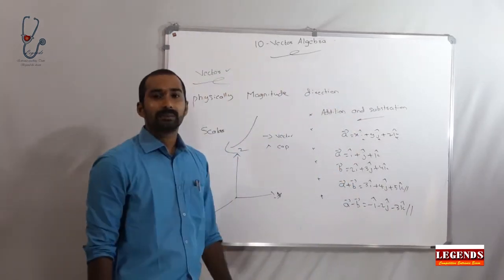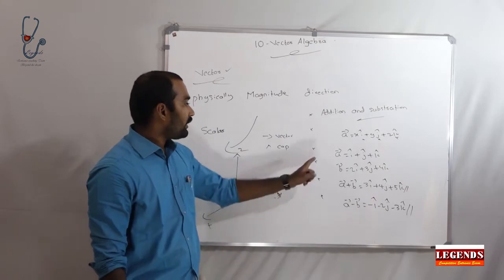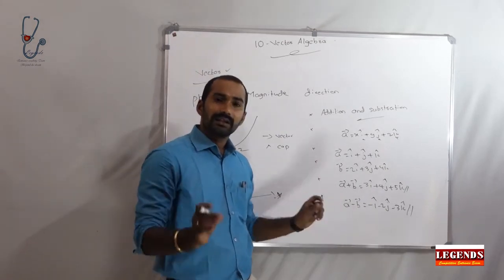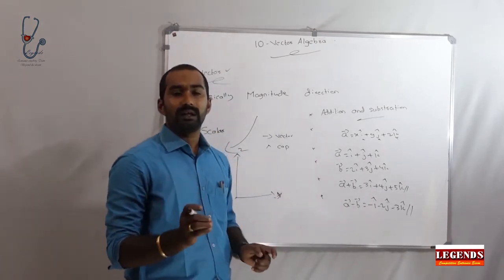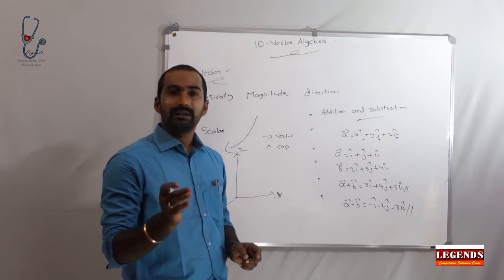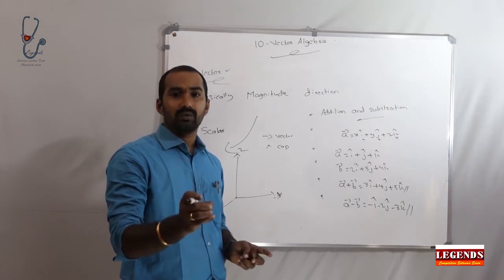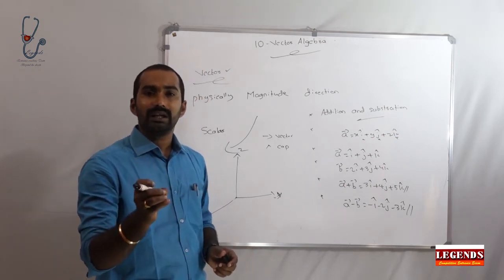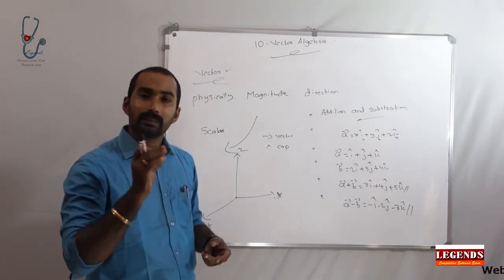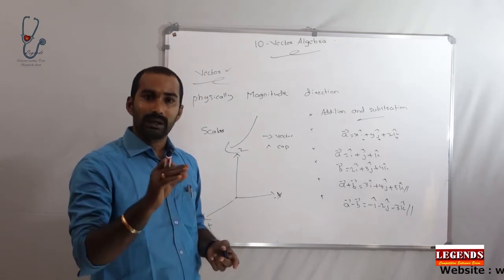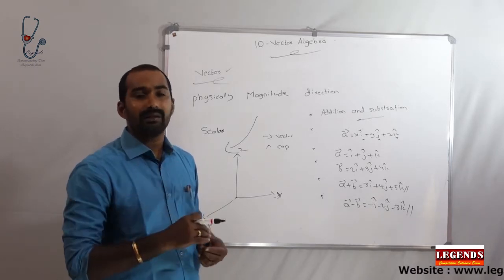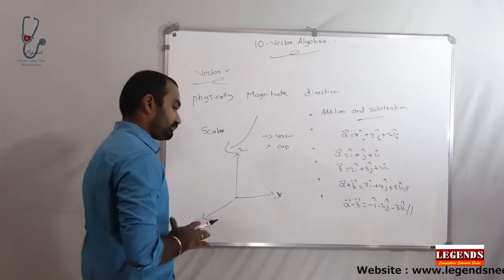This is the method for finding the addition and subtraction of vectors. How can we add and subtract vectors? The same formula we use to find the sum and difference. In order to add two vectors, first add the coefficient of i, then the coefficient of j, then the coefficient of k. In subtraction, the same method applies, that means subtract the values.